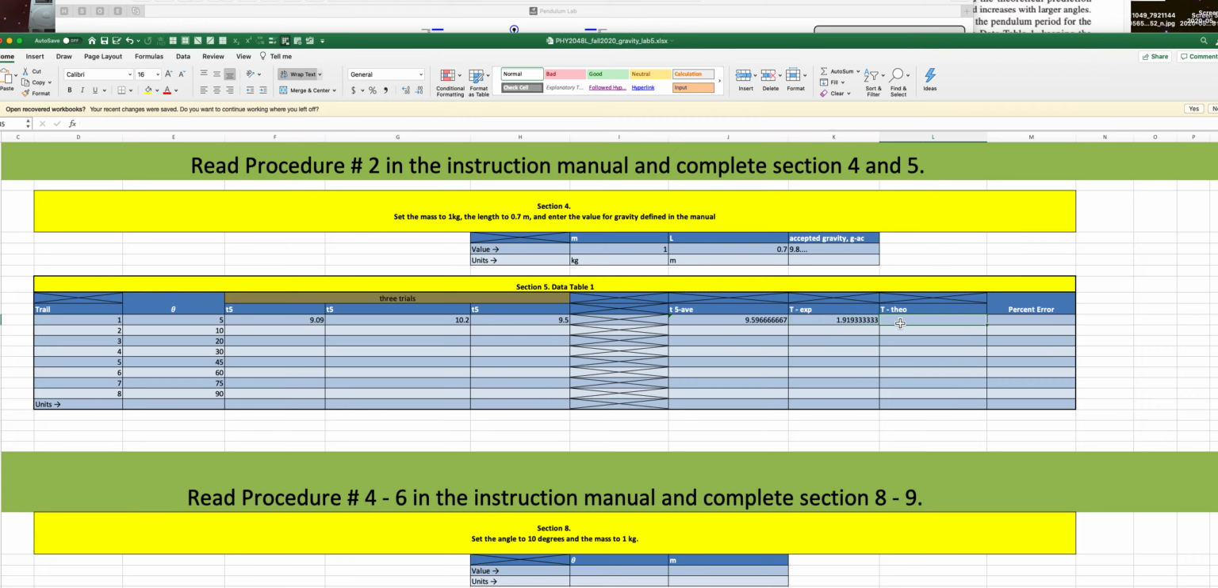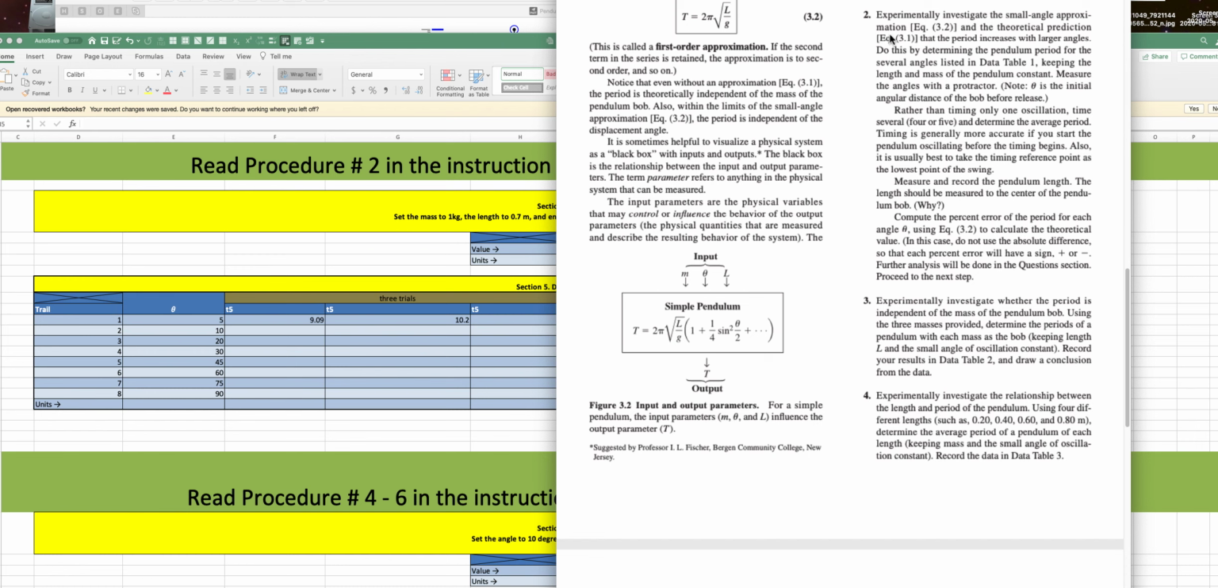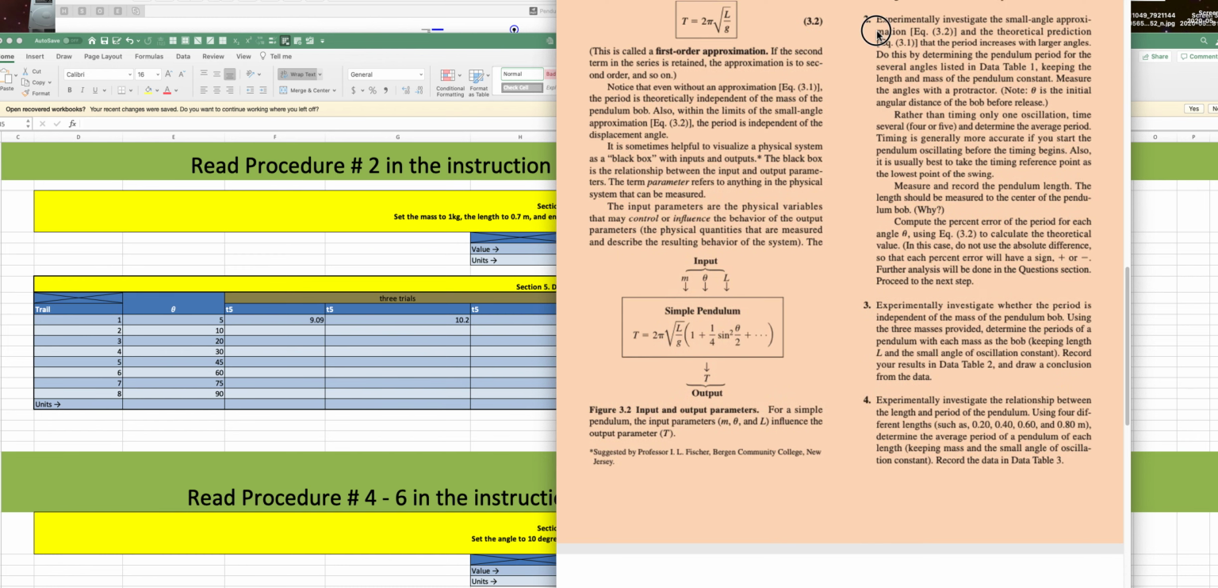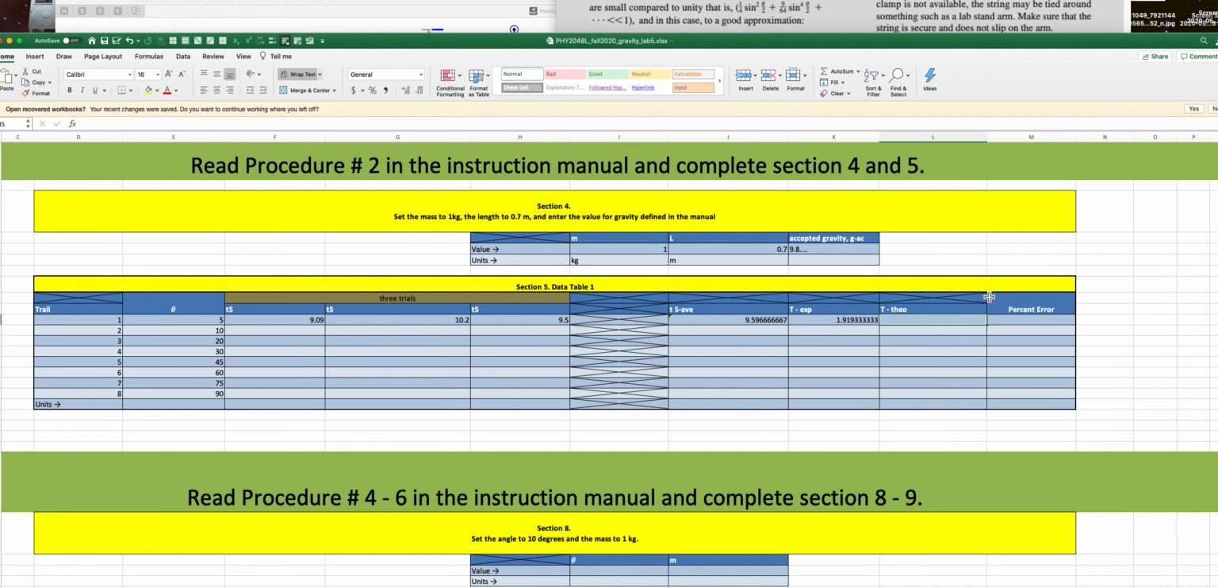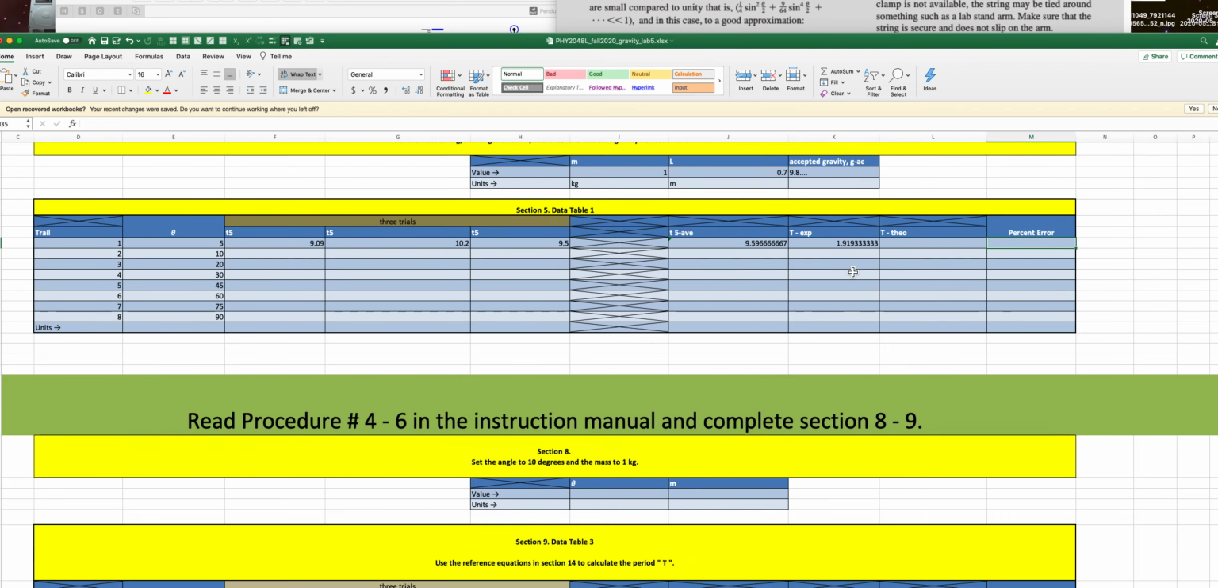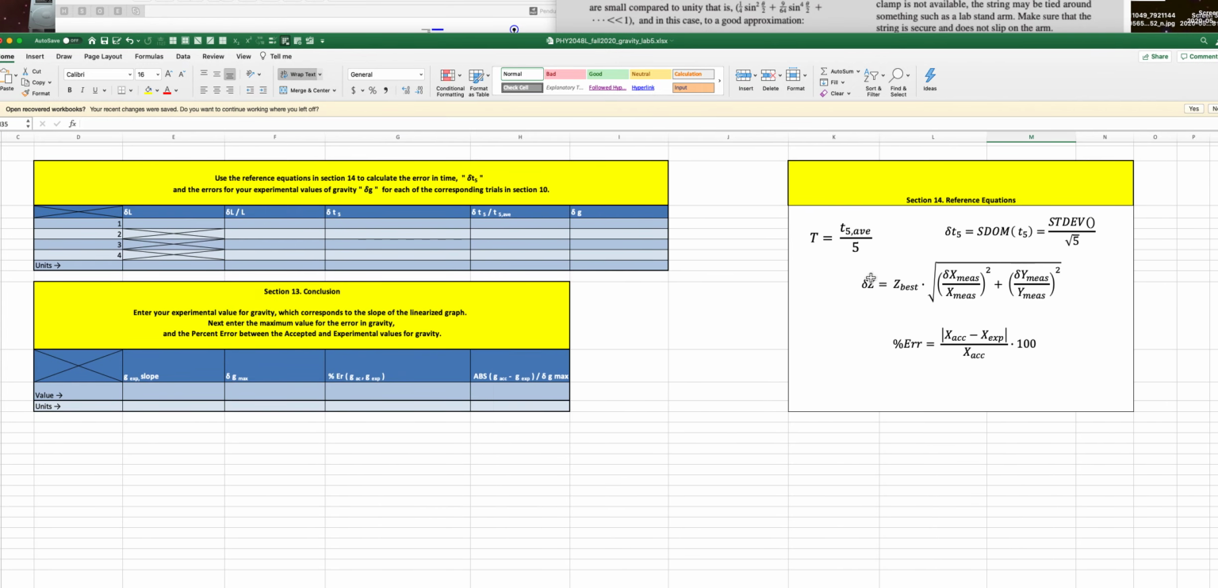The theoretical period, you're going to read the manual and see what equation you're going to use to calculate the theoretical. So this is going to be in section 2 here. And this tells you in section 2 what equation you're going to have to use to calculate the theoretical value for the period. And you're going to enter that number there. And the last thing is to calculate the percent error. And the percent error is also defined at the bottom here, right there, percent error.